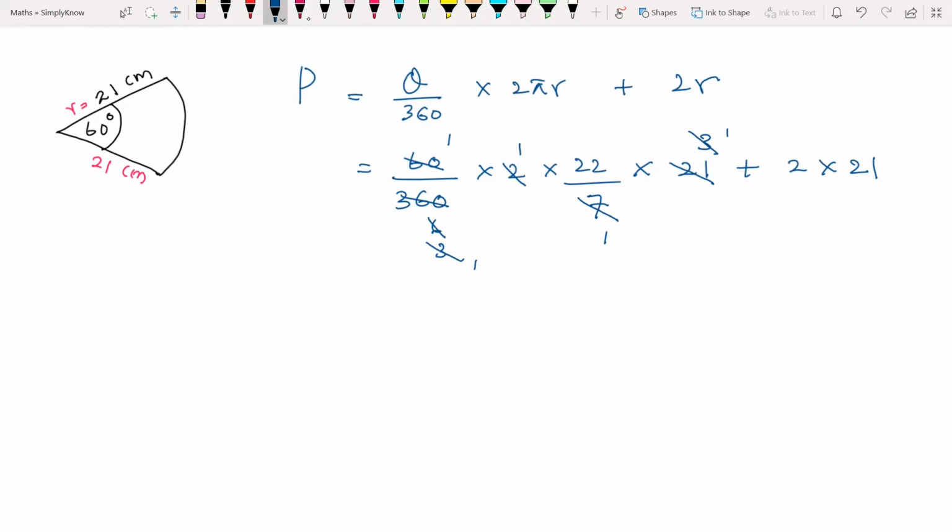And then the remaining is 22. Plus 2 times 21 is 42. And 22 plus 42 is 64 centimeters. And this is our perimeter of this sector.